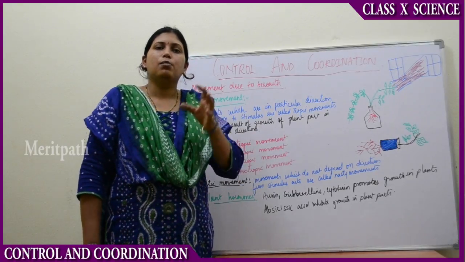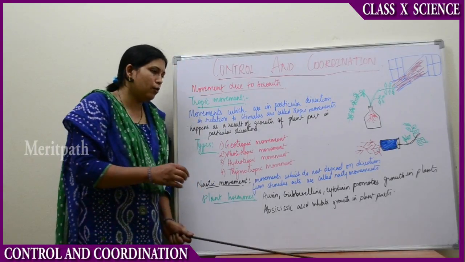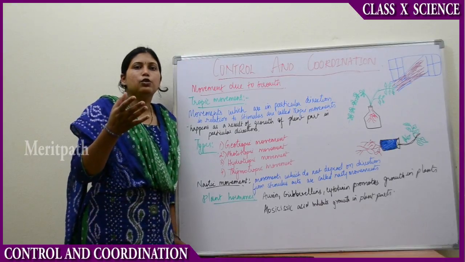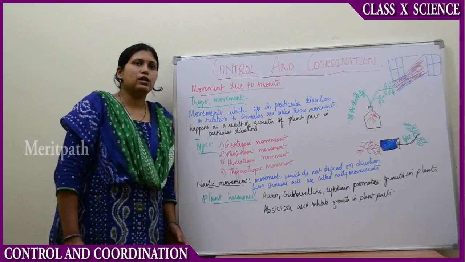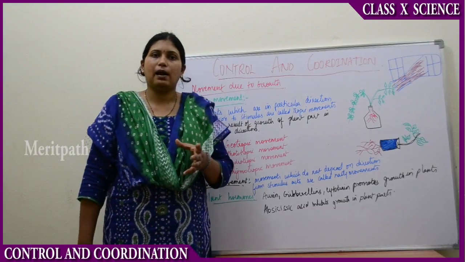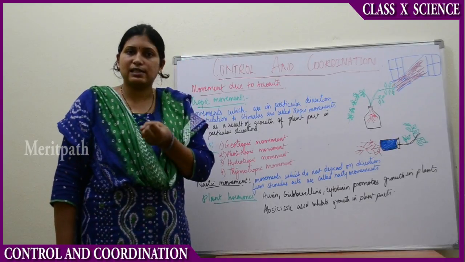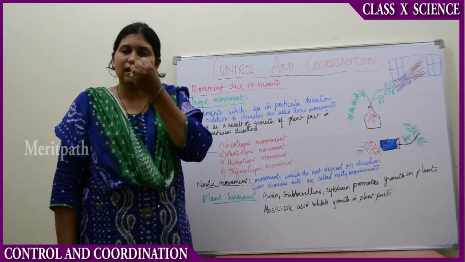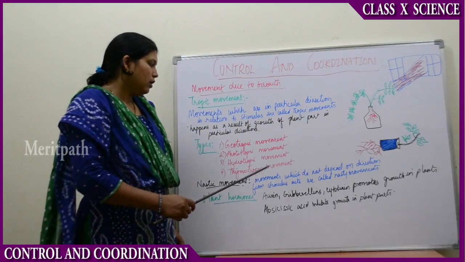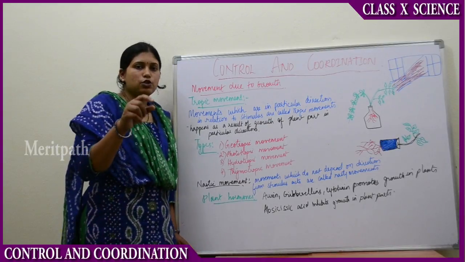Thigmotropic movement is movement in response to touch. If there is any movement due to touch, then it is known as thigmotropic movement. For example, if we take a mimosa plant, even if we touch any part of the leaf, the total leaf will start closing itself. That is the response to the touch.